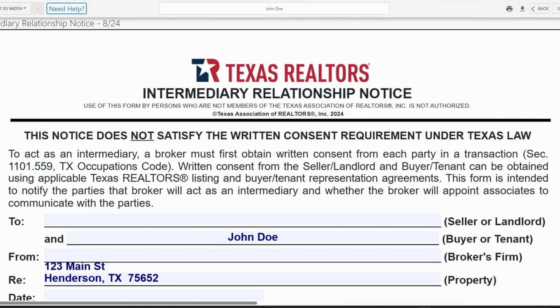That's another form, another lesson. But if we are going to be using intermediary, what does it mean? What forms do we use? And how do we fill those out? So, TREC has an approved form that we want to use on the intermediary relationship notice. What intermediary is, it allows a broker to work with both the buyer and the seller in a transaction.